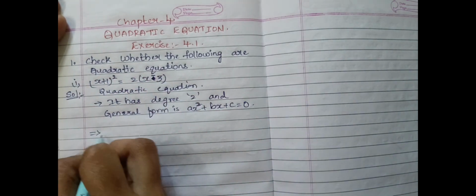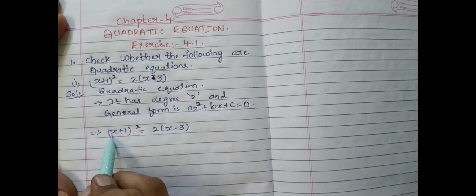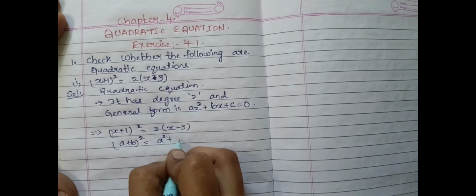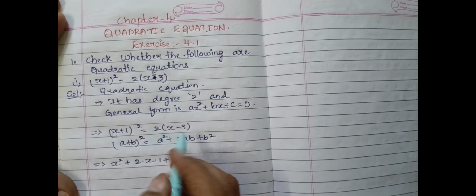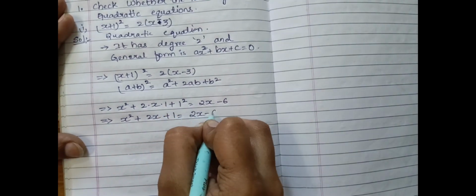So let's get started. x plus 1 whole square equal to 2 into x minus 3. See children, this is in the form of a plus b whole square. We all know the a plus b whole square formula, no? So let's see what it is: a square plus 2ab plus b square. So write this in this form: x square plus 2 into x into 1 plus 1 square, and again we will split the right side also: 2x minus 6. That implies x square plus 2x plus 1 equal to 2x minus 6.